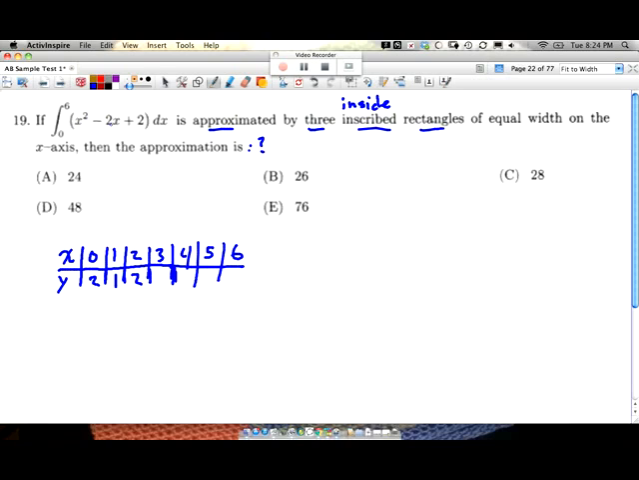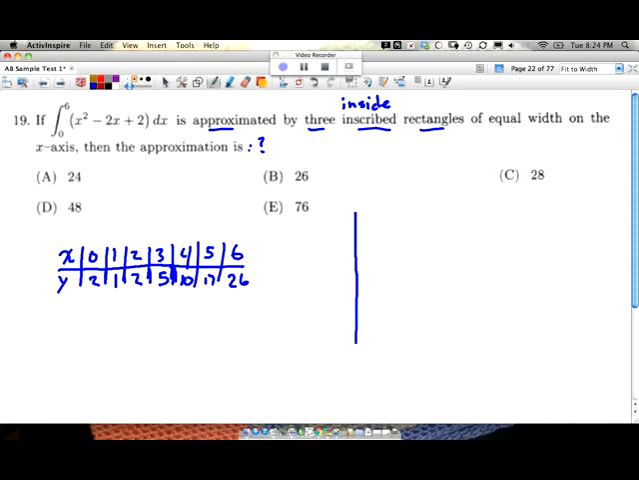Let's plug in 3. That's 9 minus 6. That's 3 plus 2. Well, that's going to be 5. Plug in 4. That's 16 minus 8. That's 8 plus 2. That's 10. And then plug in 5, that's 25, minus 10, that's 15, plus 2, that's 17. 6, that's 36, minus 12 is 24, plus 2 is 26.